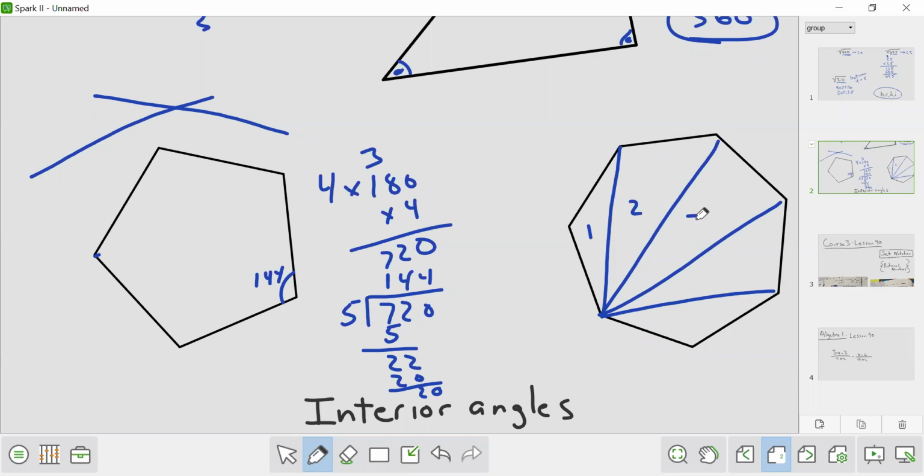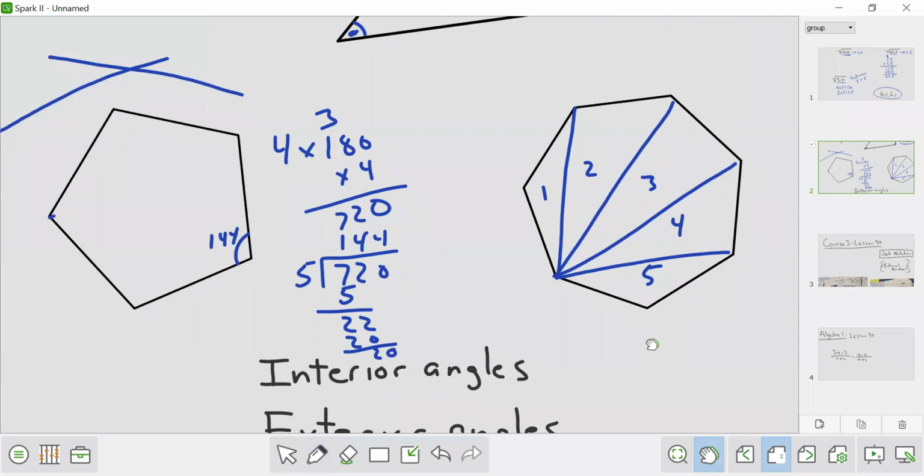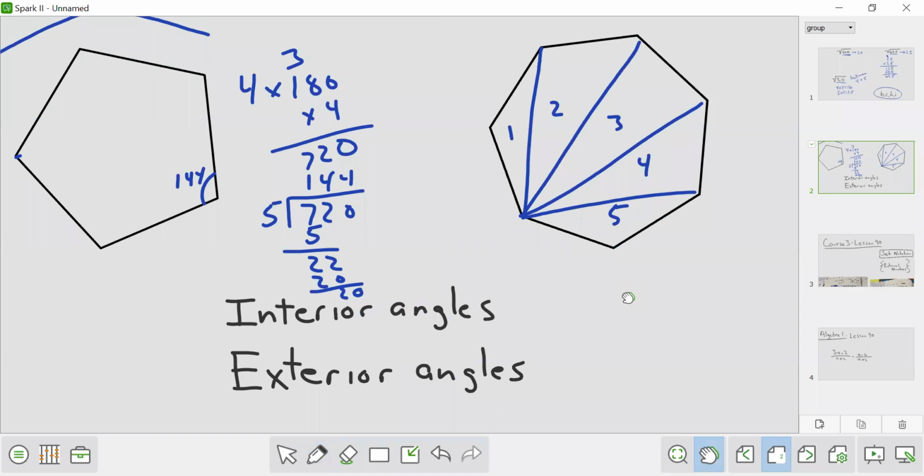1, 2, 3, 4, 5 triangles. So what that means is I'm going to have to multiply 180 times 5 to figure out how many degrees there are in that entire shape. That's another 40. I've got to carry my 4, so it's 9. It's 900 degrees.